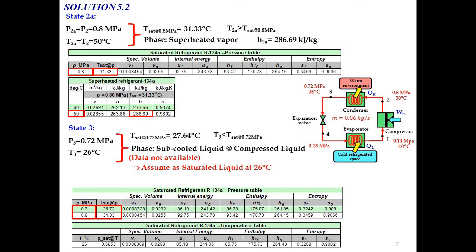Okay, so now we need to refer to the saturated R134A table based on the temperature table because we make an assumption. So at 26 degrees Celsius, we can determine the value of H3. Because we assume saturated liquid, H3 equal to HF at 26 degrees Celsius, so H3 equal to 85.75 kJ per kg.